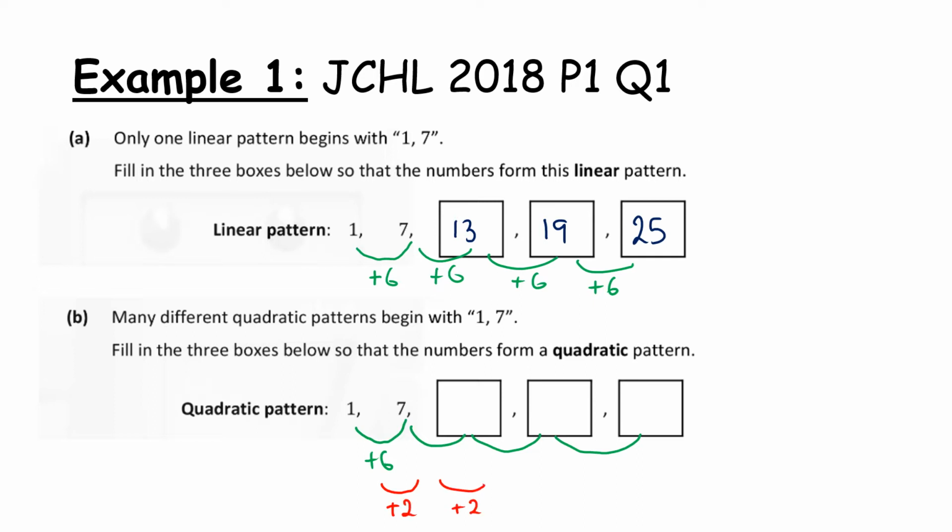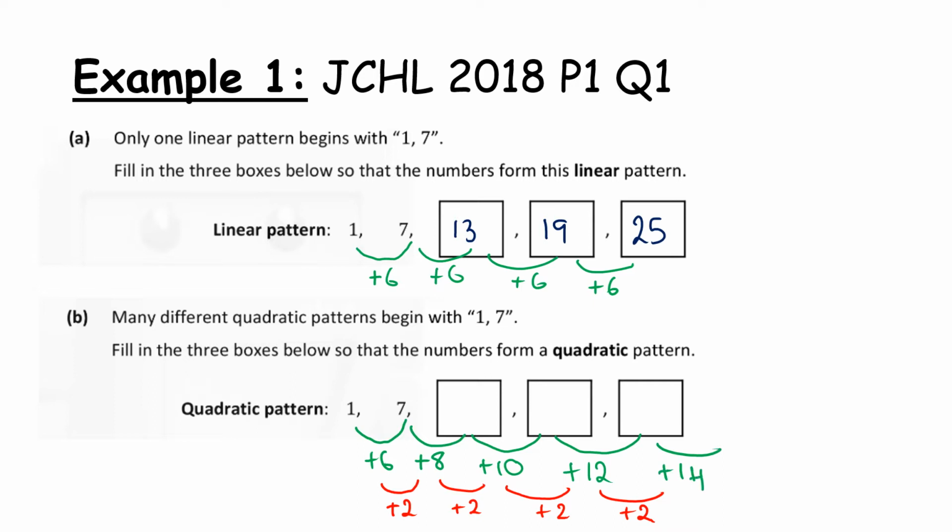So if I was adding 2 each time. In the first one I add 6, so the next one I will be adding 8. In the next one I would add 10. The next one I would add 12. And the next one, if there was one, I would add 14.